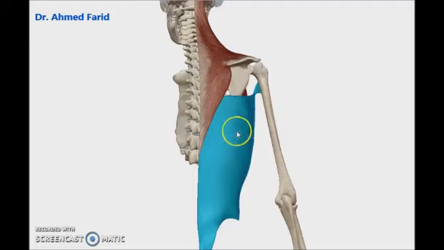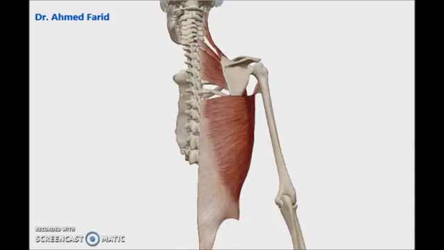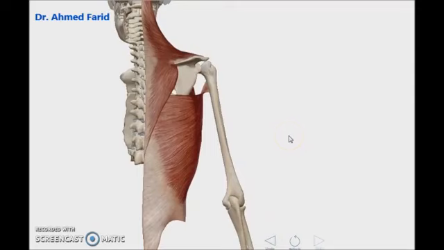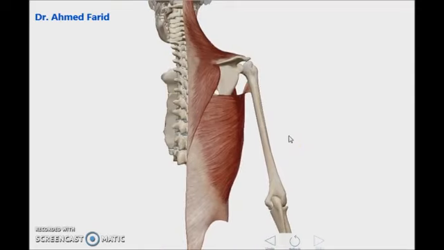The deep layer is deep to trapezius, so I have to hide the trapezius muscle to see the deep layer, which is formed of three muscles: levator scapulae upwards, rhomboides minor in the middle, and lastly rhomboides major. So we have now to refresh our view to talk about each muscle regarding its origin, insertion, and actions.